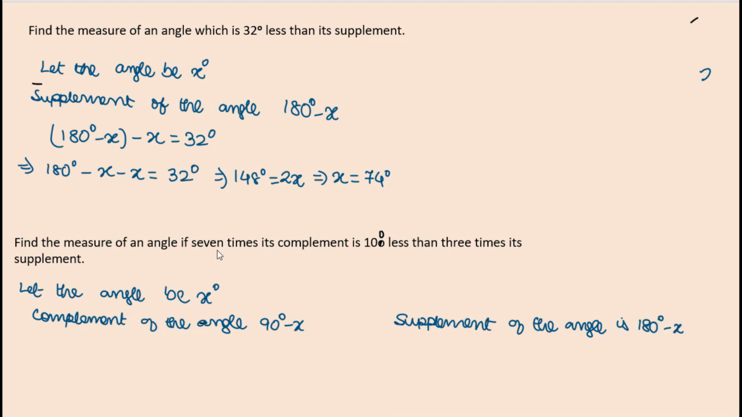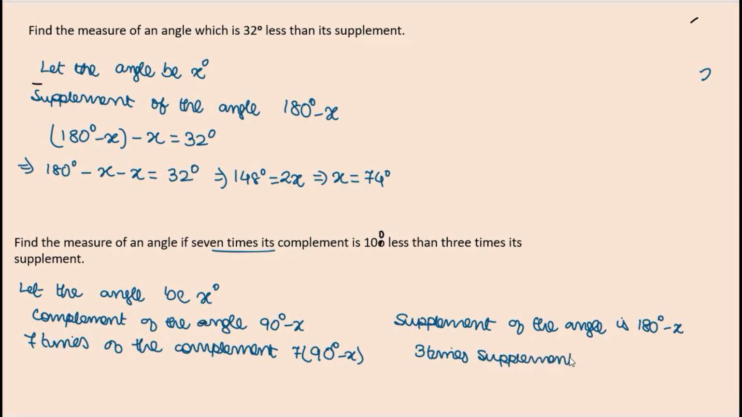So 7 times the complement is, just multiply 90 degree minus x with 7. 3 times the supplement is 3 into 180 degree minus x. Now come to the question. 7 times its complement is 10 degree less than 3 times its supplement.